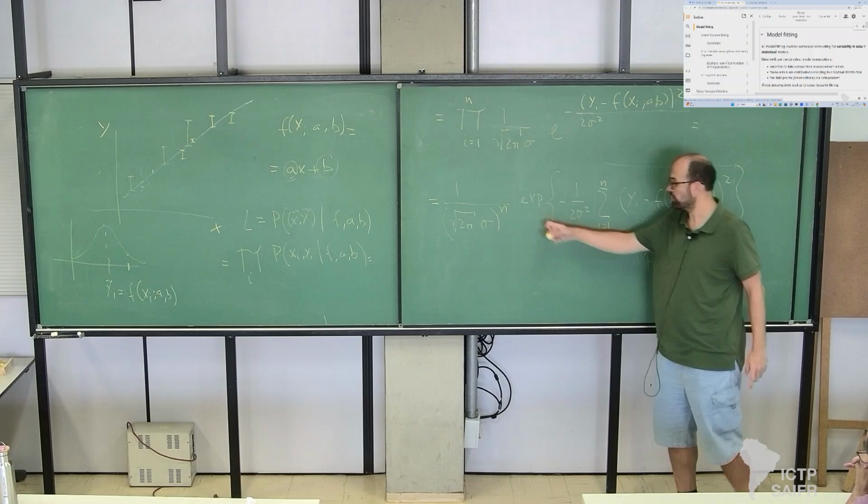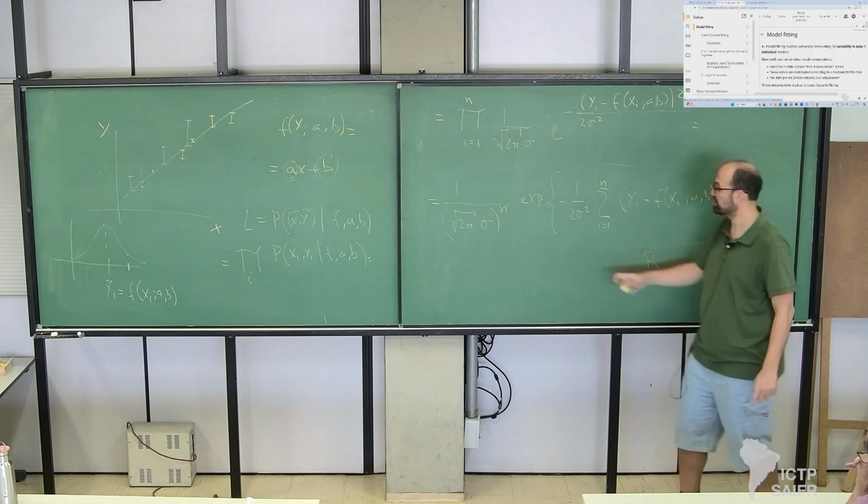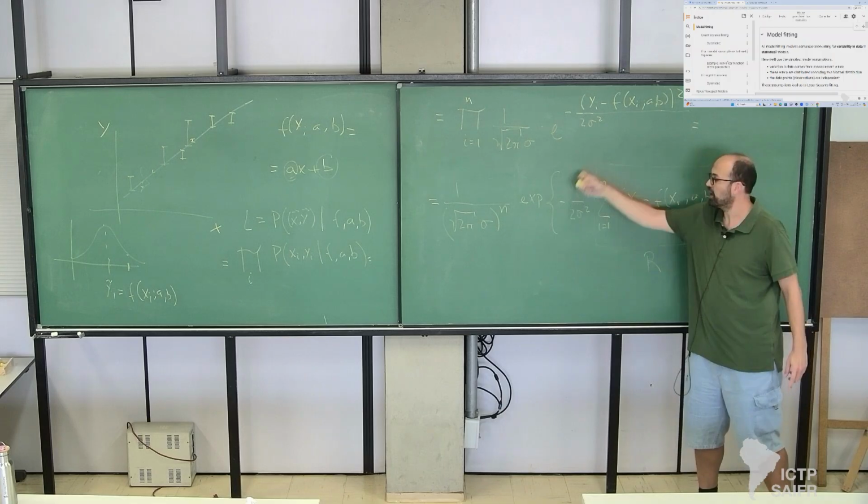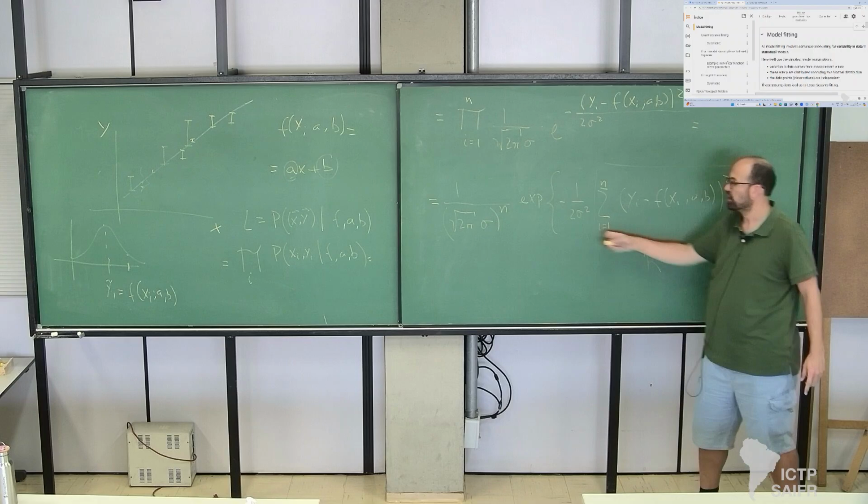To maximize this expression, this is an exponential, which is an increasing function. But there's a minus here. So to maximize this exponential, I have to maximize what is inside, but because of the minus, I have to minimize the sum over here. Clear? So now the mystery is revealed: why this is squared.